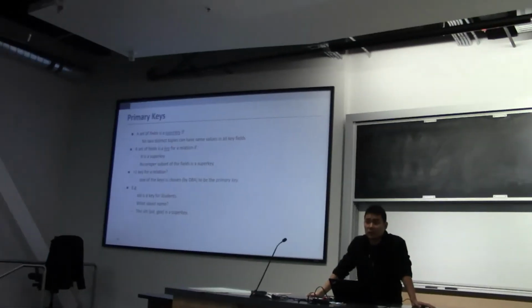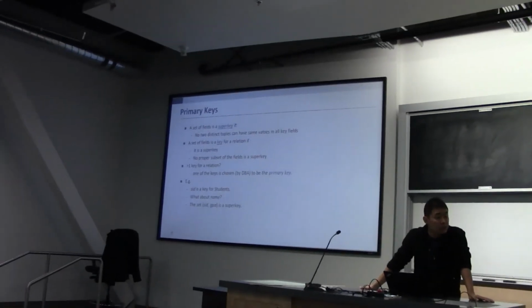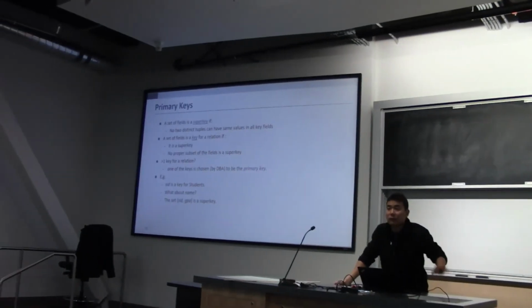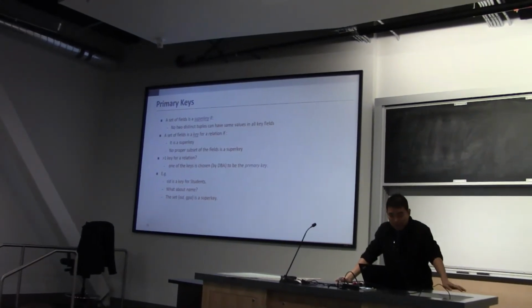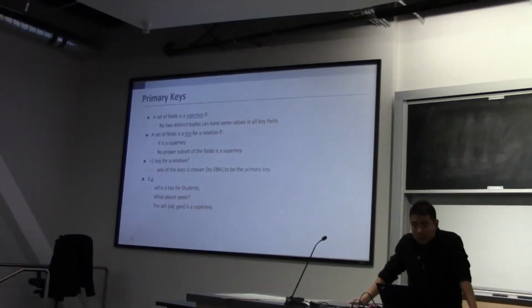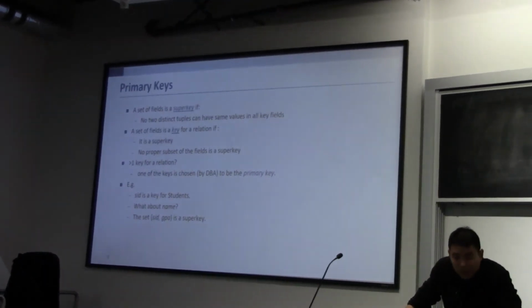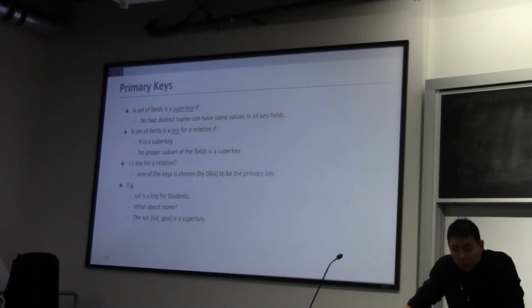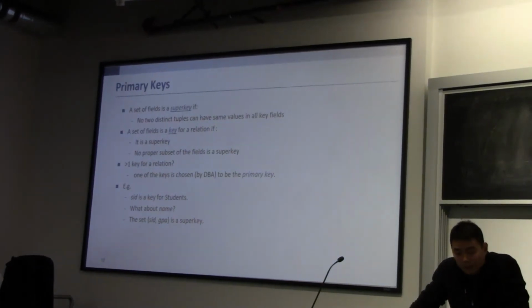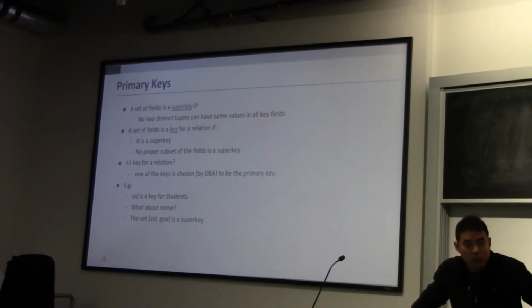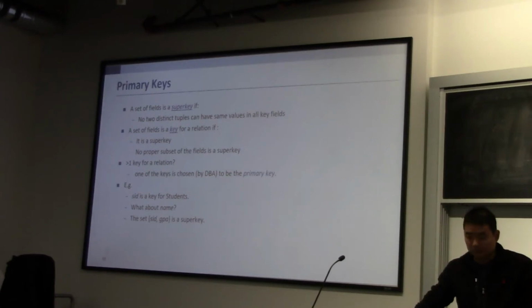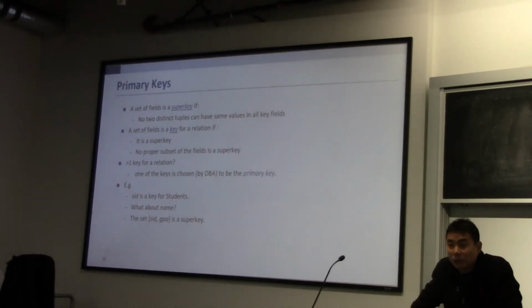Now, with this being said, let me clearly define what I mean by keys. There are several different variations associated with keys. Let's first start with what we call superkey. The definition is as follows. A set of fields is a superkey if no two distinct tuples or records, tuple and record refer to the same thing, can have the same values in all key fields.